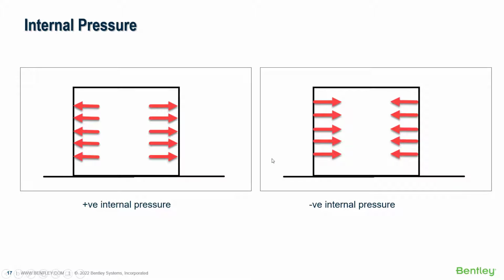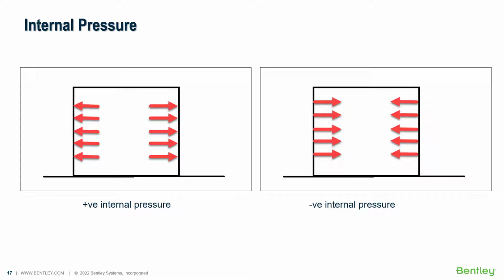Here also, positive internal pressure means the pressure is acting towards the wall, and negative internal pressure means the pressure is acting away from the wall. These values have to be algebraically added with external pressure coefficients, and whichever causes the higher distress has to be taken for the design.